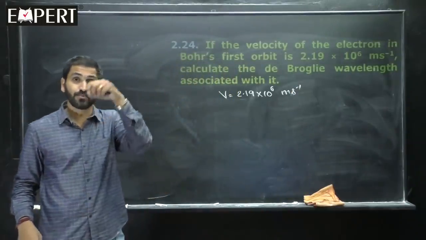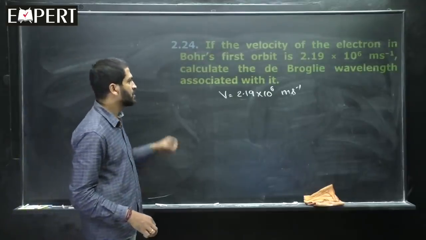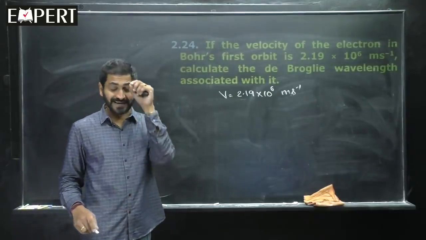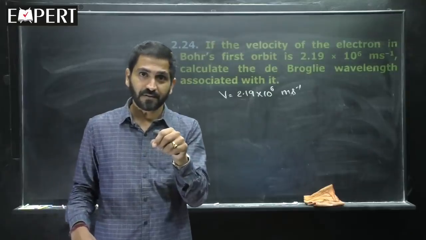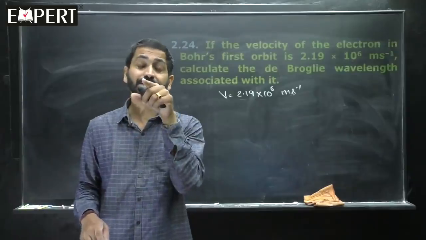So there is an electron in the Bohr's first orbit, correct, around the nucleus, value of n equals 1, whose velocity is this. So I told you, when an electron is in orbit, revolving around the nucleus, it will travel in the form of a wave. It behaves as a matter wave.